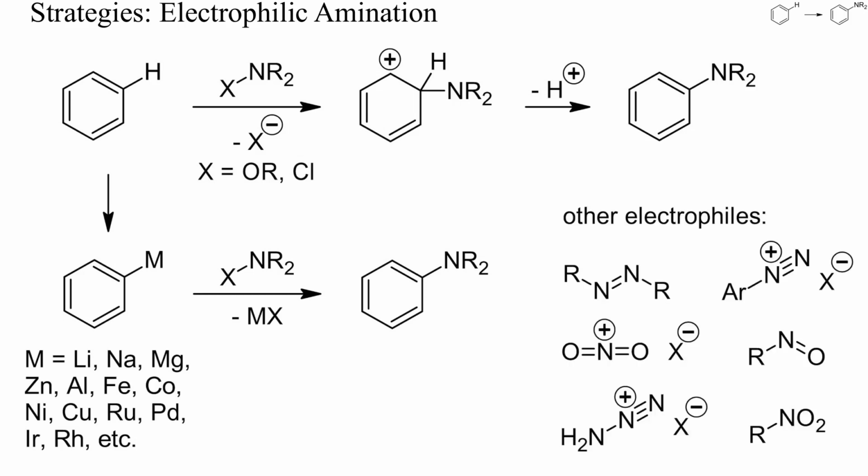Then, several electrophilic reagents will form carbon-nitrogen bonds with electron-rich arenes, but without yielding an arylamine directly. These include azo compounds, diazonium salts, nitronium salts, nitroso and nitro compounds. The products can then be reduced to arylamines.